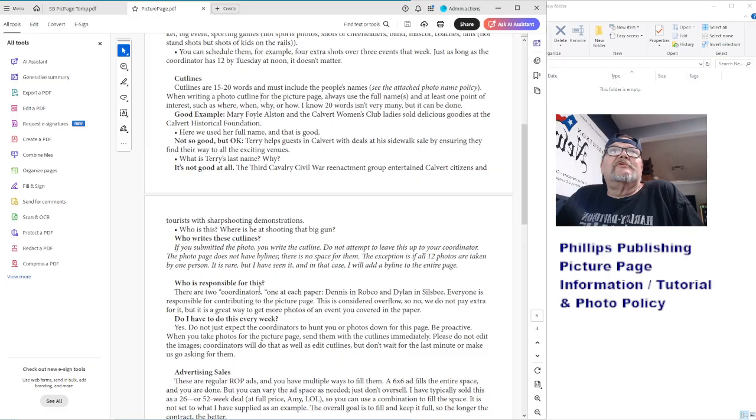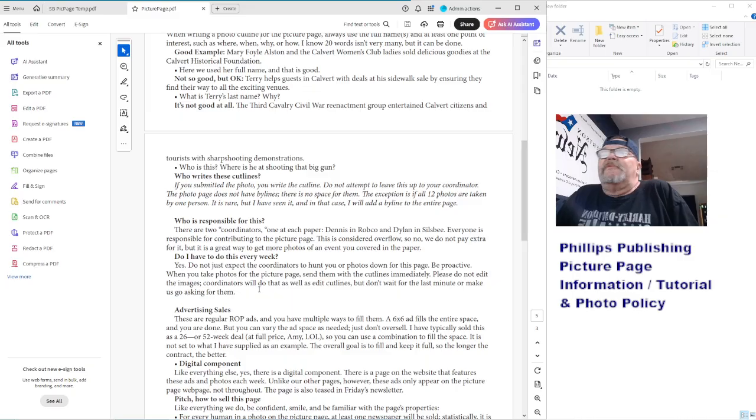If you take the picture, write the cut line. Person's first name, last name, what they're doing or where they're at or the event or something that helps. 15 to 20 words, no more. It doesn't fit. Okay? Do we have to do this every week?